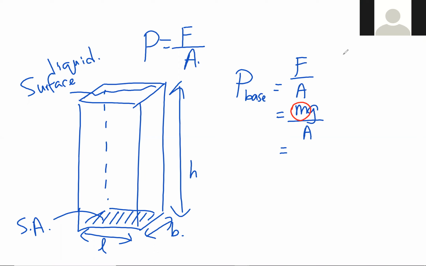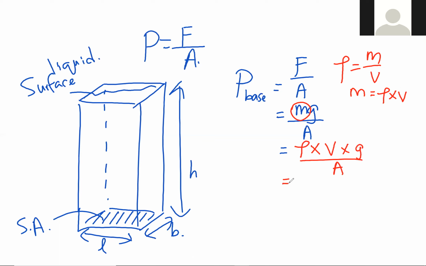So you know that density of water equals mass per volume. So mass equals density times volume. If you substitute inside, you get the density of water times the volume of water times g over A. Now from here, this volume is base times height, right? Area of base times height.